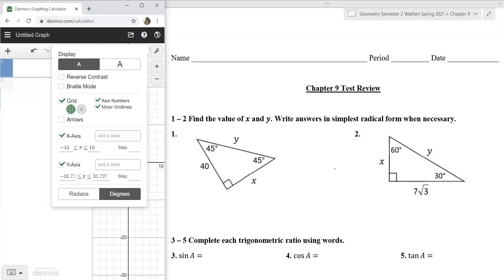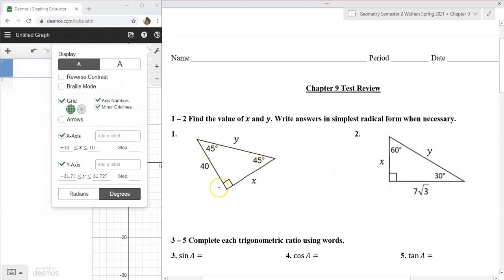So for number 1, it asks us to find the value of x and y. Write your answers in simplest radical form when necessary. So notice how number 1 is a 45, 45, 90 triangle. That means that our two legs are the same, and our hypotenuse is the length of the leg times the square root of 2. Since we're already given that one of the legs is 40, we know that the other leg has to be 40 as well. And the rule for 45, 45, 90 triangles is that the hypotenuse is the length of the leg, so 40, times the square root of 2. And so that would be your answer for x and y.